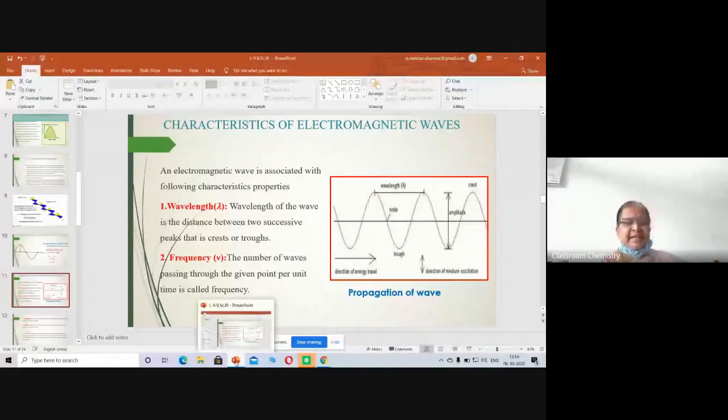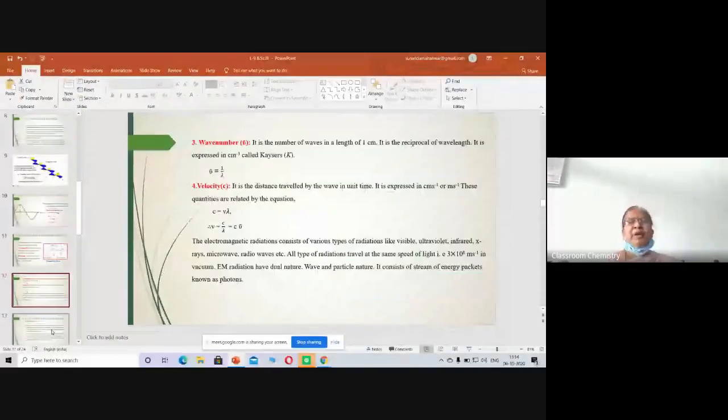Then next, wave number, nu bar. It is the number of waves in a length of 1 centimeter. The number of waves in 1 centimeter length is known as the wave number. It is given by the equation 1 upon lambda, and from that we can define wave number as the reciprocal of the wavelength, that is 1 upon lambda. It is expressed in centimeter inverse, also called as Kaisers. That is nu bar is equal to 1 upon lambda. And what is nu bar? Wave number. It is expressed in centimeter inverse.